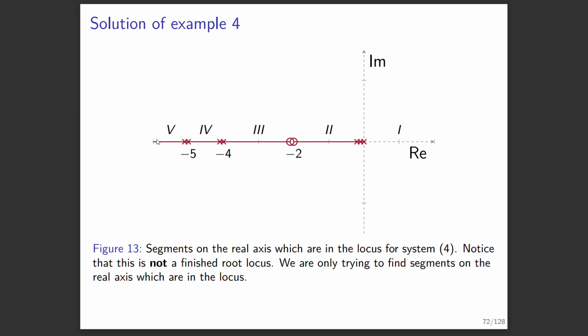And then here again I have 2 more poles, so 7 poles plus 2 zeros is going to be 9. So if I'm here, I have 9 things on my right hand side. So this segment is in the locus too. So all points in these segments are in the locus, but points in this segment are not in the locus.